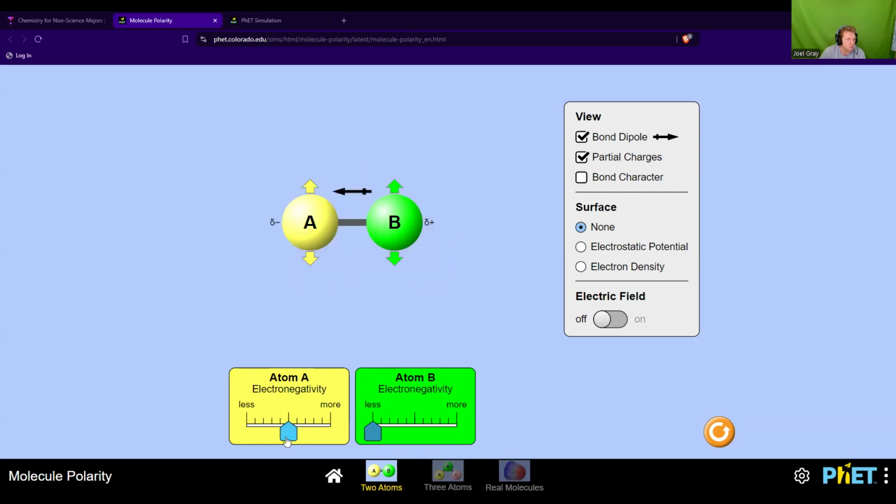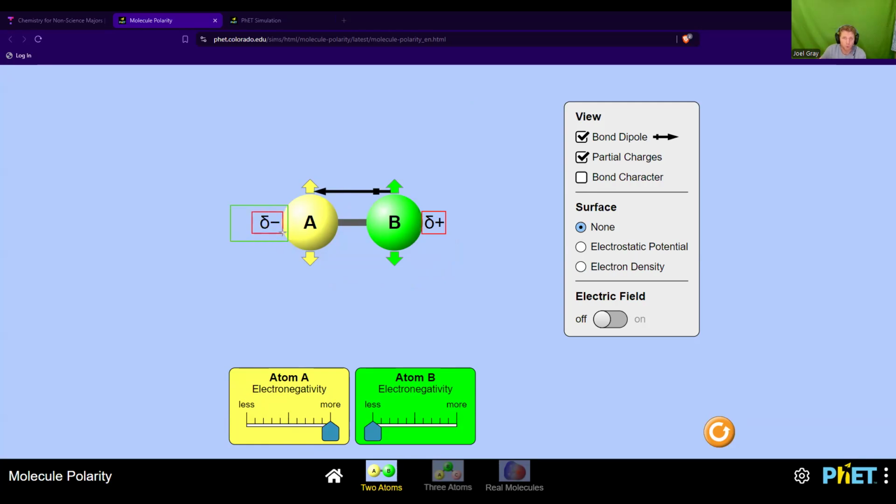And now I'm going to toggle atom A and make it more electronegative. What happened to our dagger there? Well, it kind of stretched out. But in addition to that, we have these partial charges. Let me switch my color there to get better contrast.